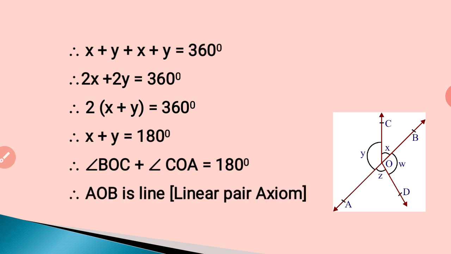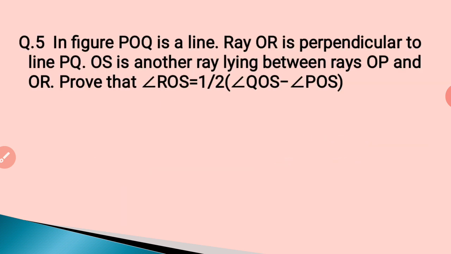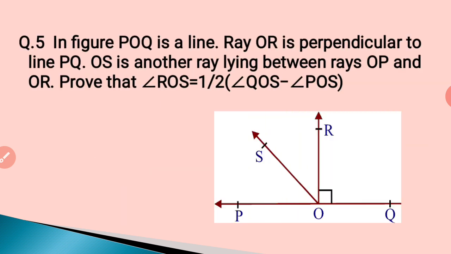Here we have used the second statement that we studied about the linear pair axiom. Let's proceed. This is question number 5 with the given figure. Here POQ is told to be a line. OR is perpendicular to line PQ. That means ROQ is 90 degrees. Similarly, we can say that ROP also will be 90 degrees.